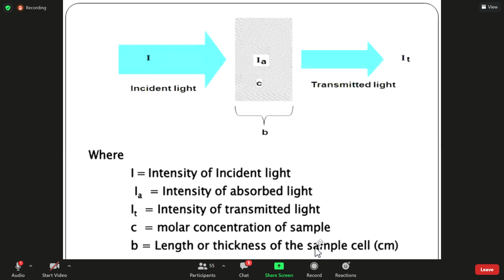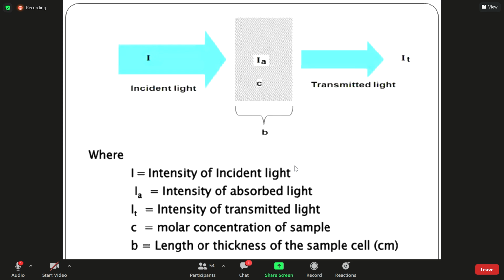See here, this is the material you are passing. Incident light is coming, transmitted light is like this, and this small b, or in some books you may find small l also, is nothing but the thickness or length of the sample cell. It is usually in the centimeter or millimeter scale. And what is small c? It is not the wavelength, it is not the velocity of light. Here c is the molar concentration of the sample.